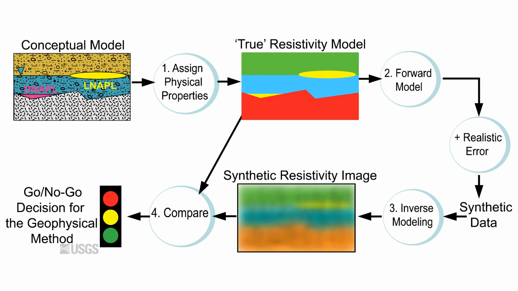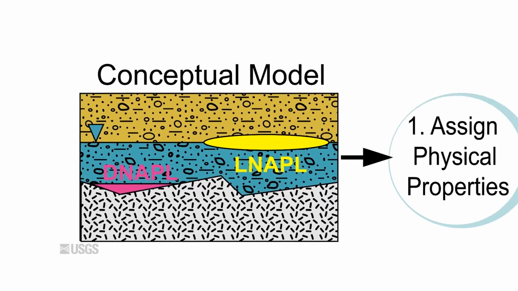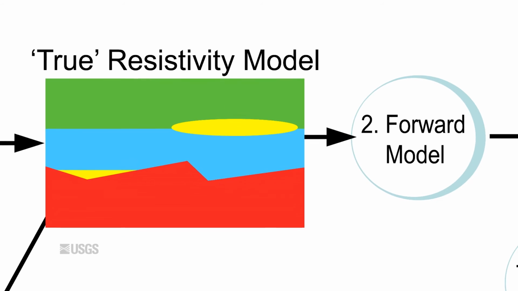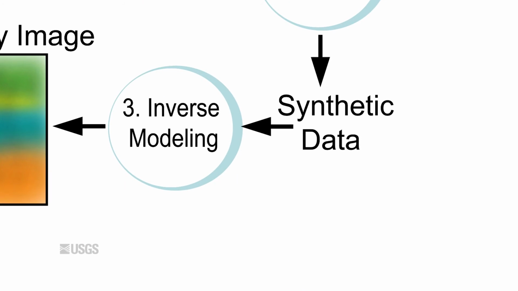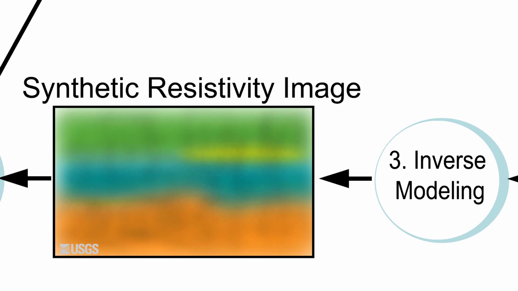First, you use your site conceptual model to create a model of the anticipated electrical resistivity conditions at the site. Then, you use this to create a hypothetical dataset like what you would expect to collect in the field, which is called a forward model. Next, you analyze the hypothetical dataset as if it were actual data collected in the field, giving an inverse model that provides a realistic idea of the best obtainable result from a geophysical survey in the field.